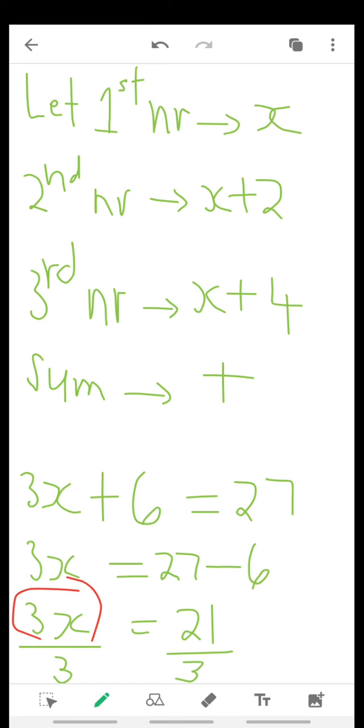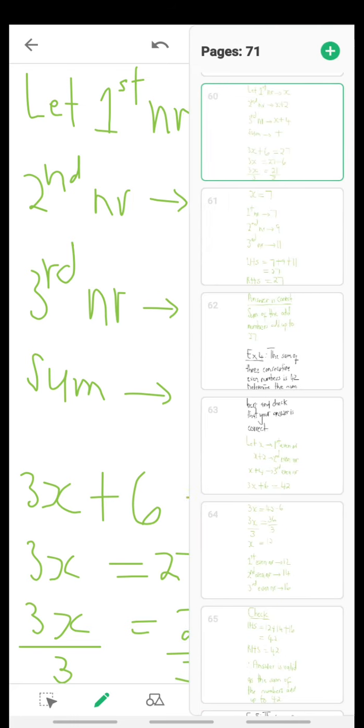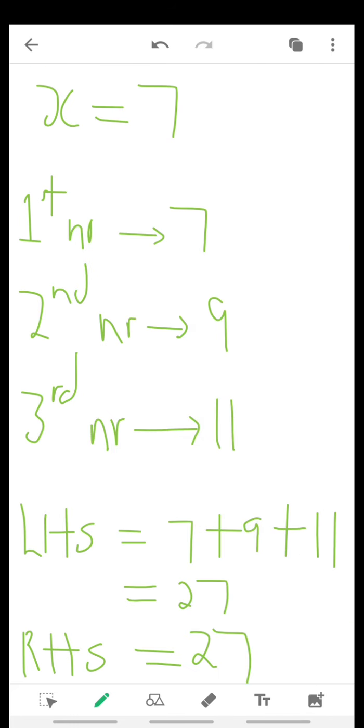So the 3x, remember, we want to get rid of the 3. So we're going to divide by 3. 3 times x, opposite of multiplication is division. So the 3 and the 3 will cancel. I'll be left with an x. But 21 divided by 3 is 7. So x will therefore be equals to 7. What does that mean? It means the first number will be 7, plus 2, 9, plus 2, 11. So that will give us the 3 consecutive odd numbers.